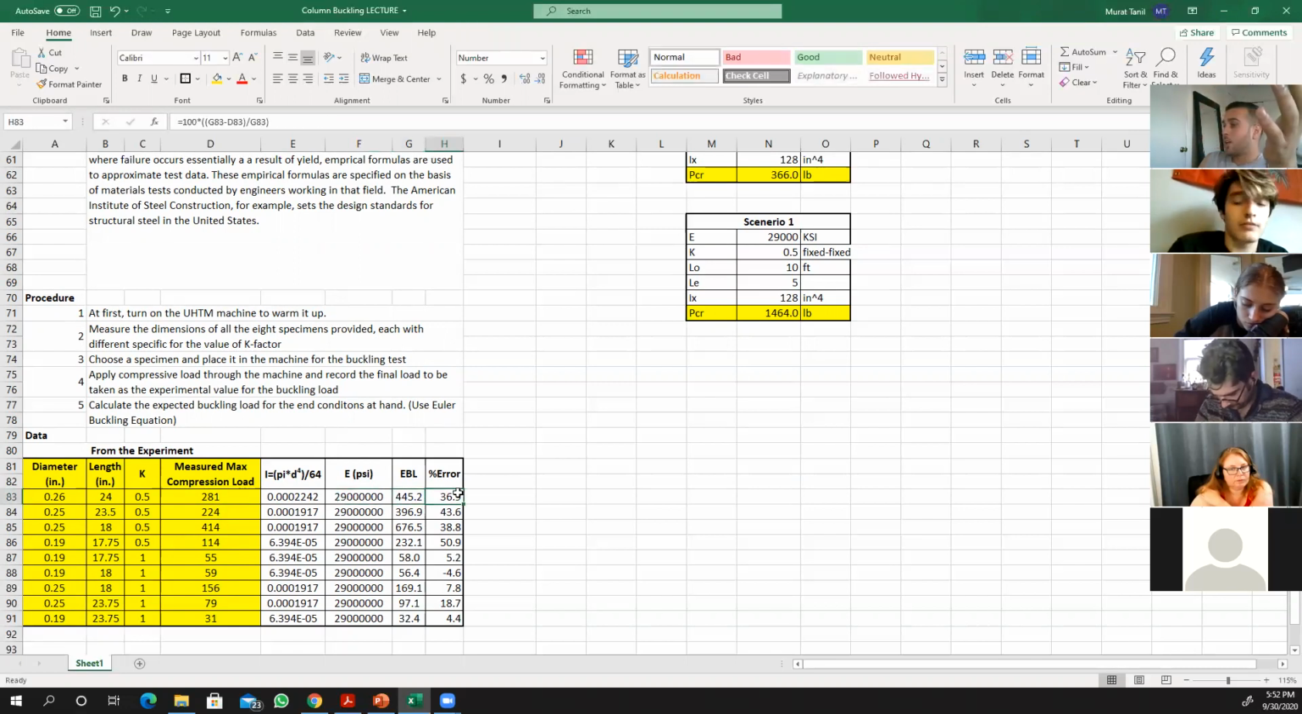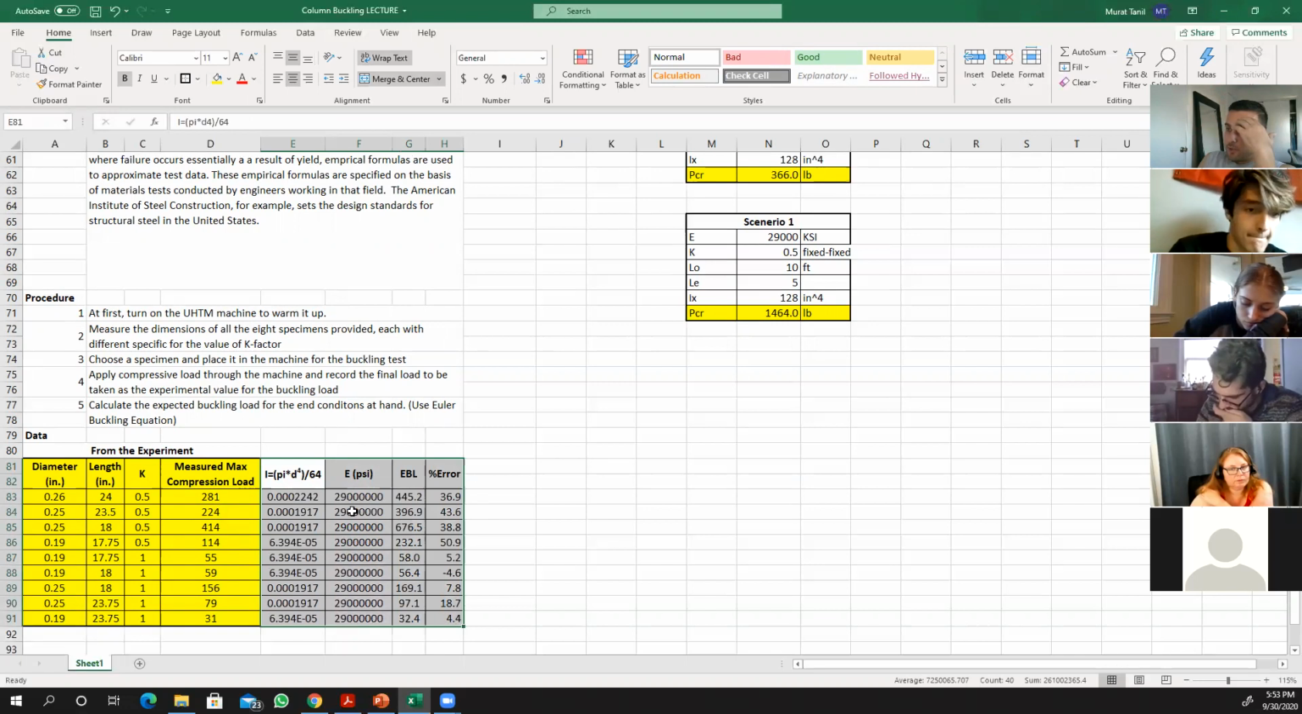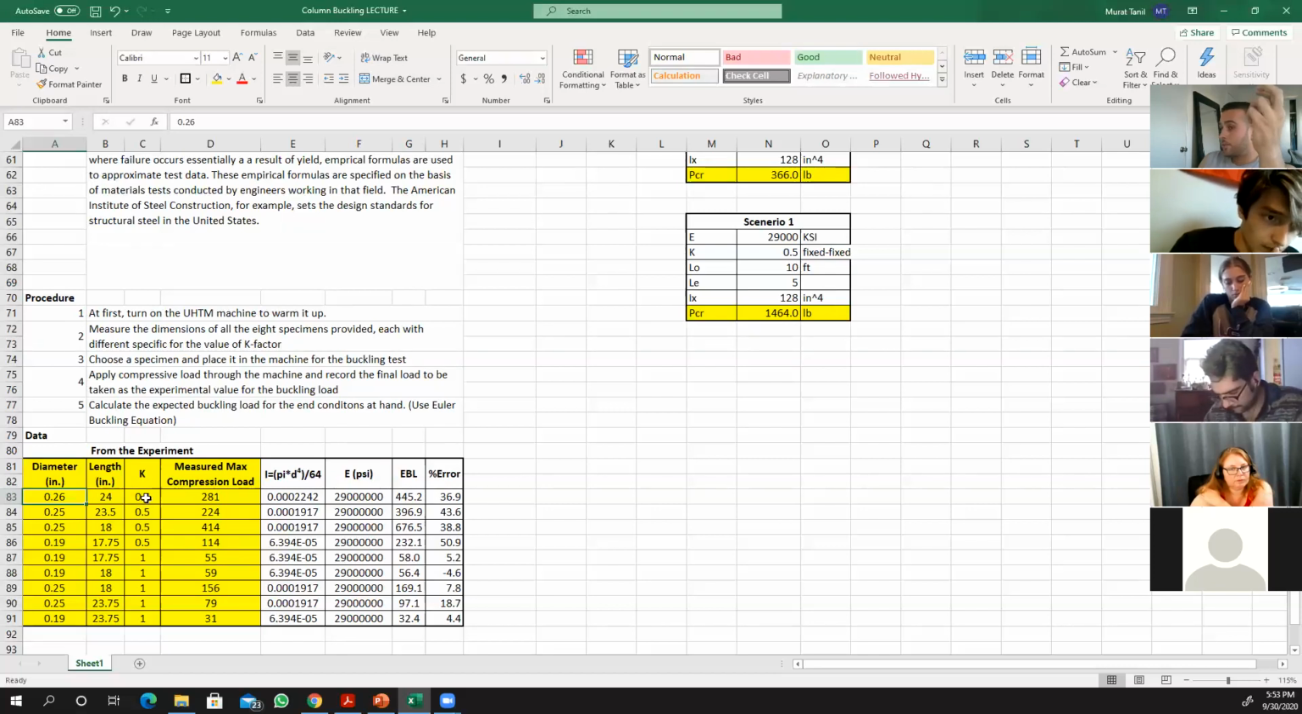And then you can calculate the percent error. Pretty simple. But if you think about it, when you compare these two numbers, the theoretical equation and the experimental value, it's not gonna give you something exact in the end. But the most important thing is the first three different scenarios: the change in the diameter, the change in length, connection type, and the change in modulus of elasticity. Those are the parameters that you can change when you are designing, and you can optimize your design.